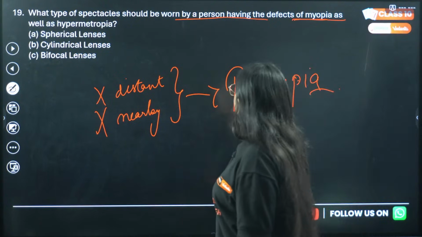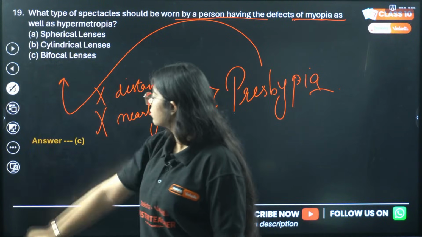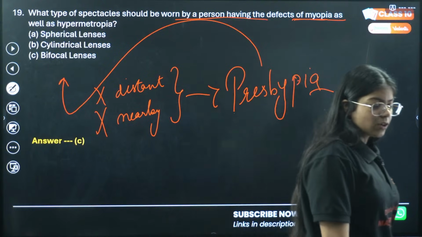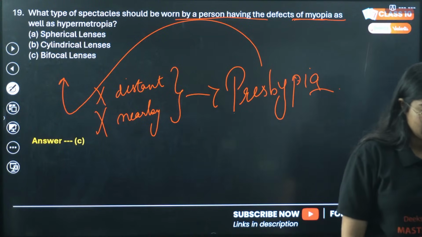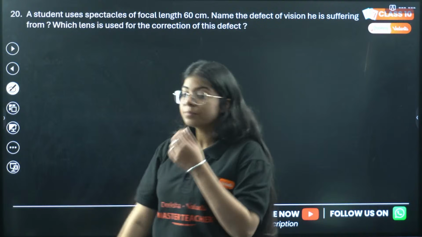So in case of presbyopia, what kind of corrective lenses do we use? We use bifocal lenses. Correct? So everyone who said C is correct. Yes, Rupesh, you are correct. Very good. Okay, next question.